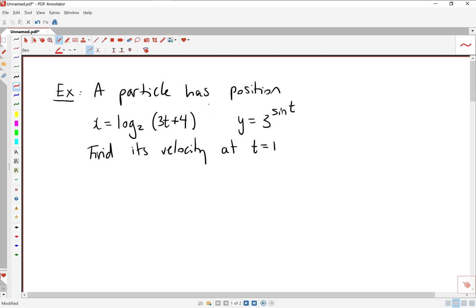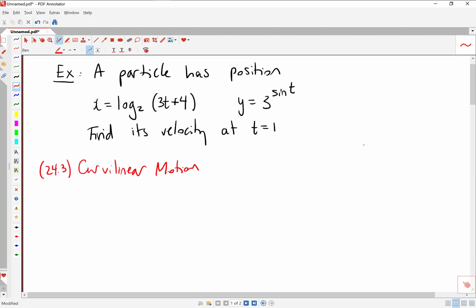Here's our next problem. A particle has a given position. We know the x-coordinate in terms of time and the y-coordinate in terms of time. We want to find its velocity at t equal 1. So this type of problem comes from our section on curvilinear motion. If you want to look back at that, that was section 24.3.